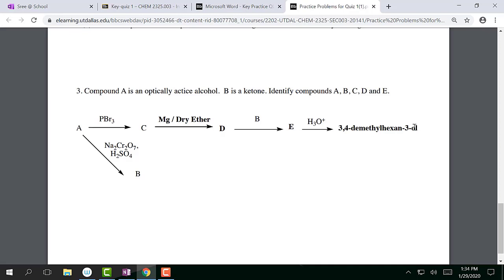And then from A to B, this is a strong acid. It's sodium chromate. Okay, so that means you need an acid, an alcohol, and then it'll be turned into some type of acid.